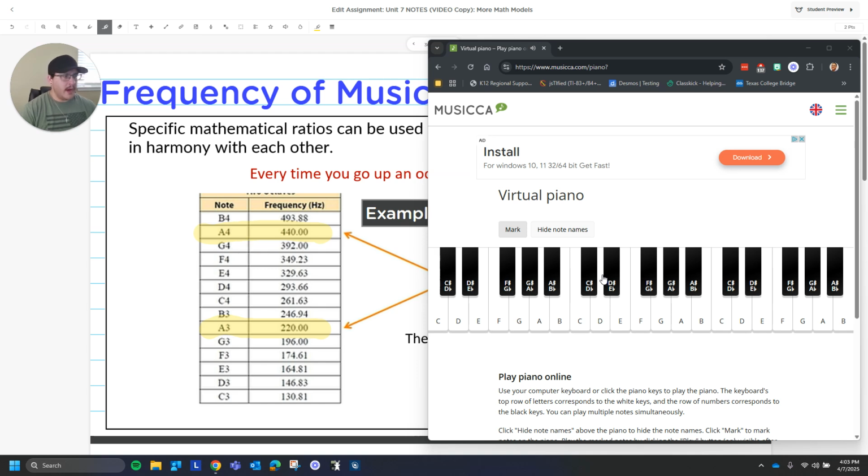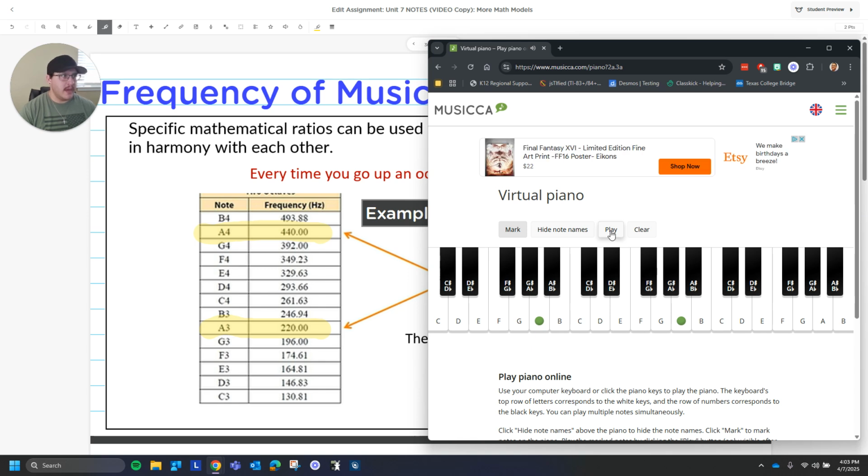So just to show you an example of what's going on here, I don't know which hertz these are in, but I'm just going to play 2 A notes here. I'm going to play a lower A note, then a higher A note, and then I'm going to play them together. Notice how they sound virtually the same. They're just, one of them is a higher octave than the other.